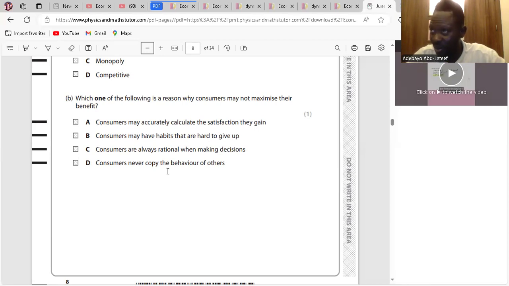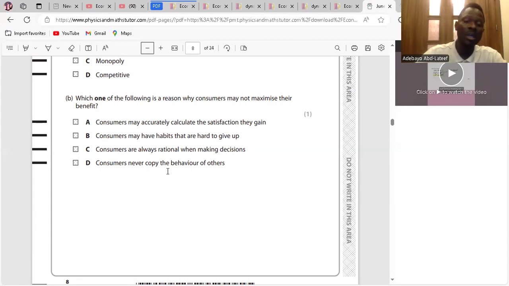So information is one, but here they are not using information. Here we have other factors. Sometimes consumers lack information, and as a result of not having access to information, they overconsume or underconsume. You get the point there? Yeah. So the second option, consumers may accurately calculate the satisfaction they gain. If it's accurately done, it means they have access to information. So it's not A. Consumers may have habits that are hard to give up. That's the answer. It's B.